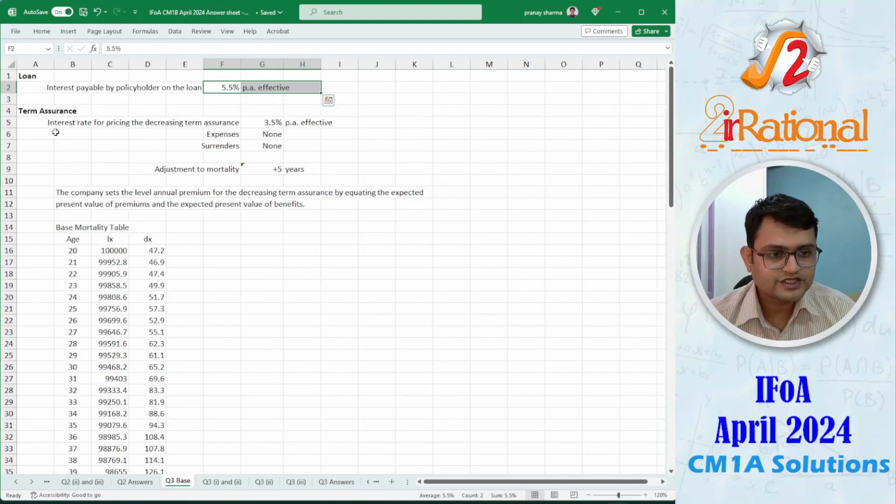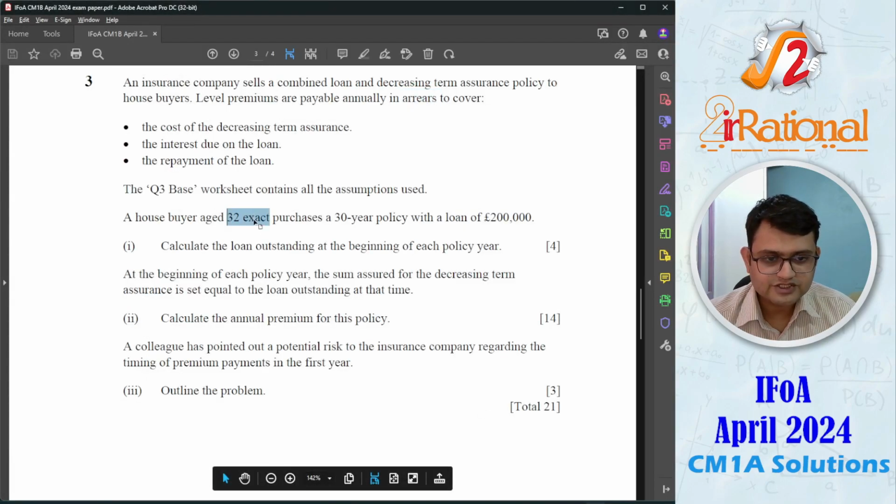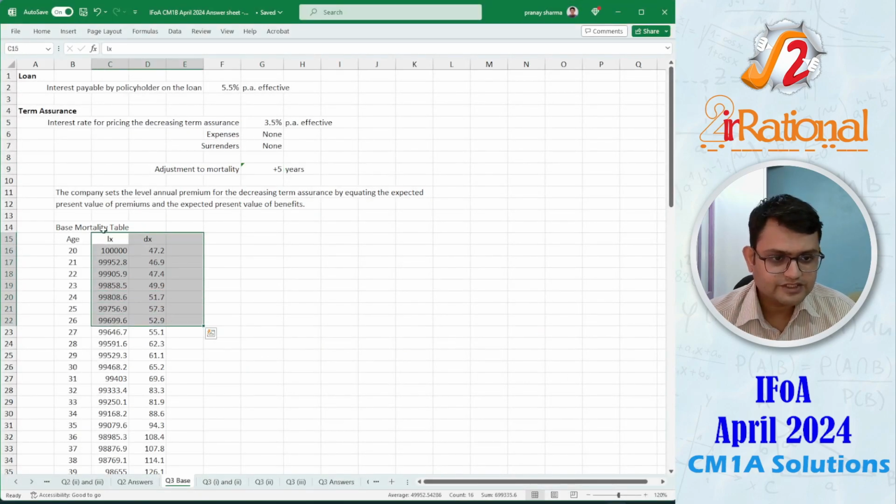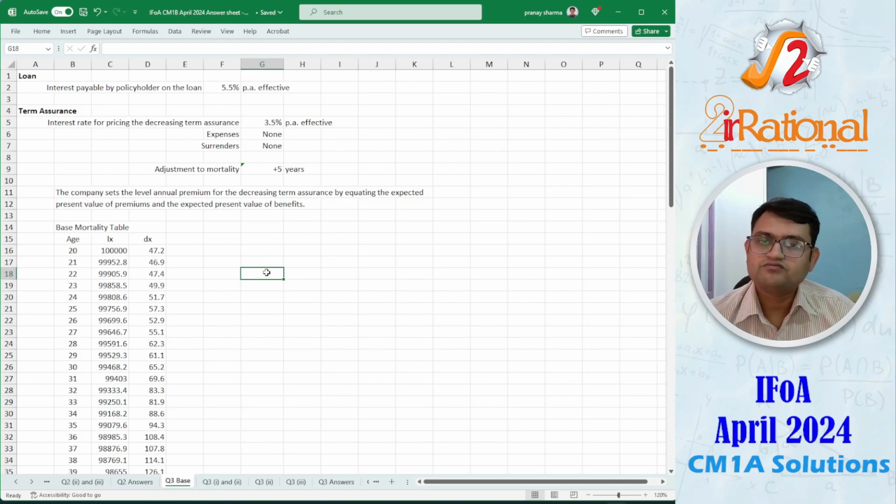Here in base, we can see the term assurance interest rate is 3.5%. There are no expenses, no surrender. Adjustment to mortality is plus 5 years. That means we are supposed to start from age 32, but plus 5 we get 37. The mortality table is given here, and they say the company sets the level annual premium for the decreasing term assurance by equating the expected present value of premium and the expected present value of benefit. So we'll find the EPV of premium and benefit, and equate them to find the premium using goal seek.